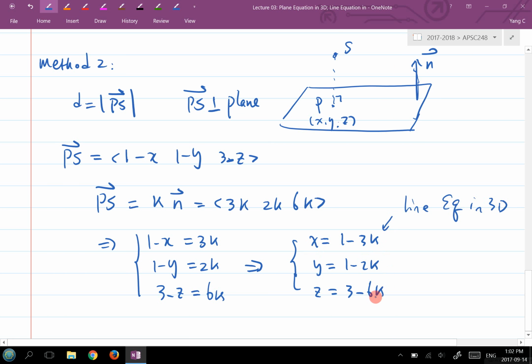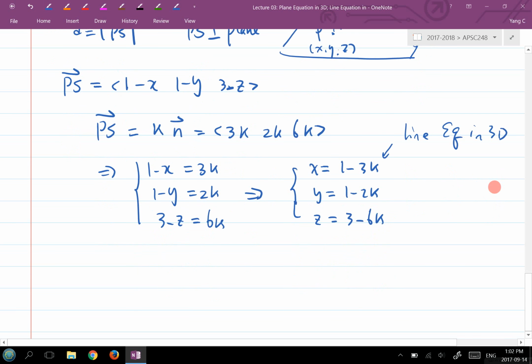Well, that doesn't really solve the problem, right? Because we're looking for the coordinates of P, so we need to find the actual numbers for P. But here we only find a relationship between x, y, z and K. So in other words, I need to find a certain value for K, and then substitute here, and then I'll be able to find x, y, z. Does that make sense?